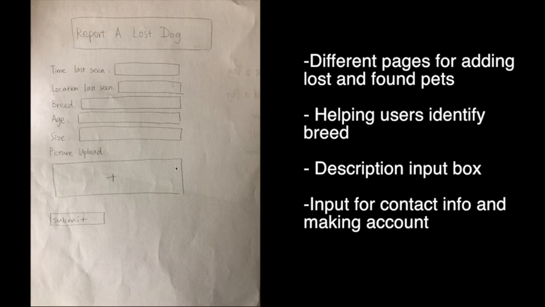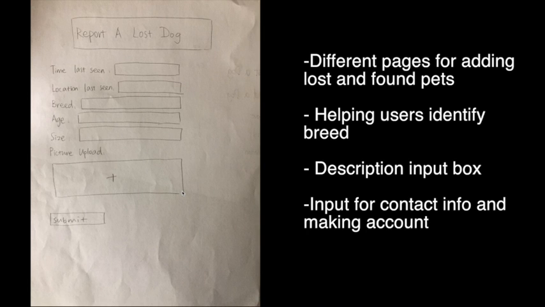Moreover, adding an input text box for a description for the user to type freely about the pet that they found or lost can be super helpful if the categories that we provided don't really do the pet justice, and having a description can allow the user to describe in more detail the pet that they found.